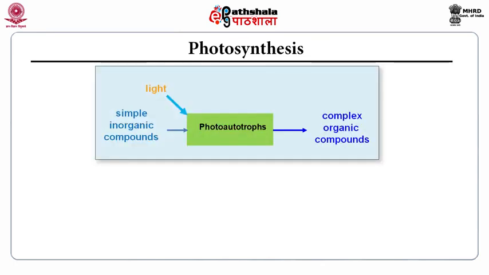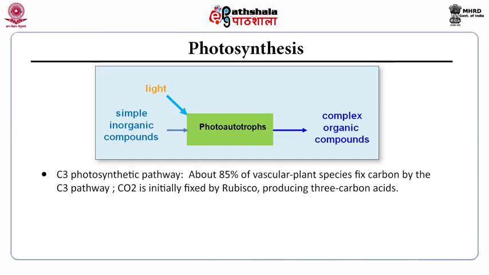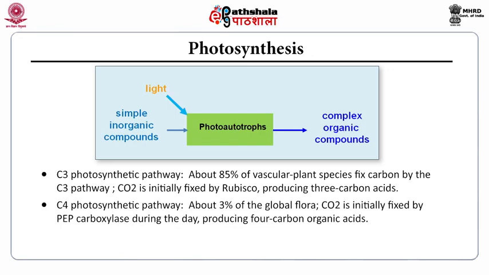Photosynthesis is the conversion of light energy into chemical energy with the use of inorganic compounds. It results in the formation of complex compounds. In photosynthesis, we have the C4 photosynthetic pathway. About 80% of vascular plant species fix carbon by the C3 pathway. In the C4 photosynthetic pathway, about 3% of the global flora carry out photosynthesis using the C4 pathway. Then another pathway is chemosynthesis. About 10% of the Earth's flora carry out photosynthesis through chemosynthesis.